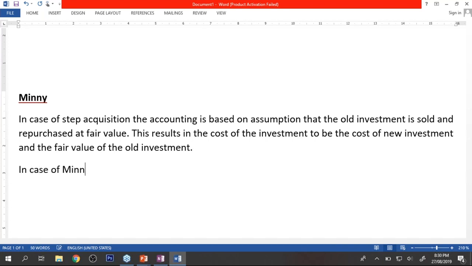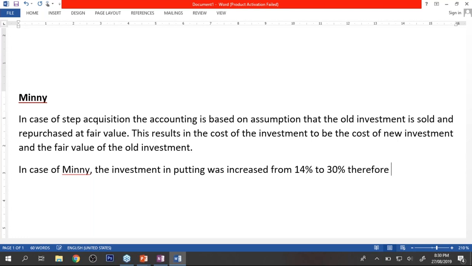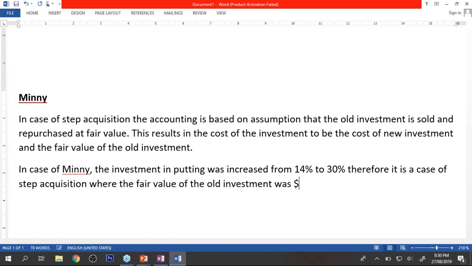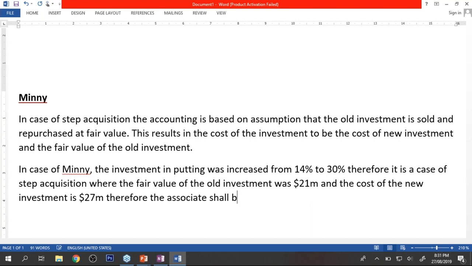In case of Mini, the investment in Putin was increased from 14% to 30%. Therefore, it is a case of step acquisition where the fair value of the old investment was $21 million and the cost of the new investment is $27 million. Therefore, the associate shall initially be recognized at $48 million.